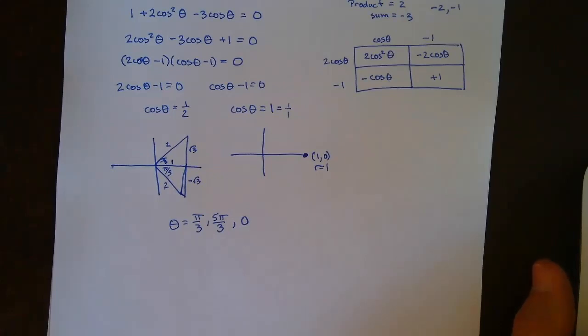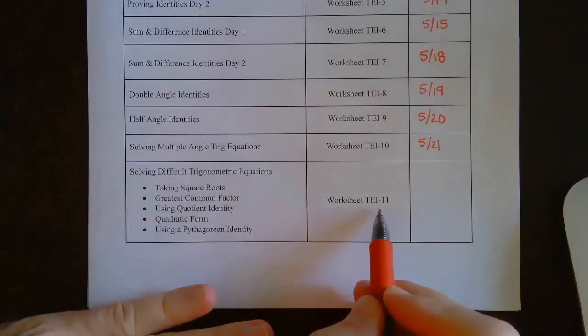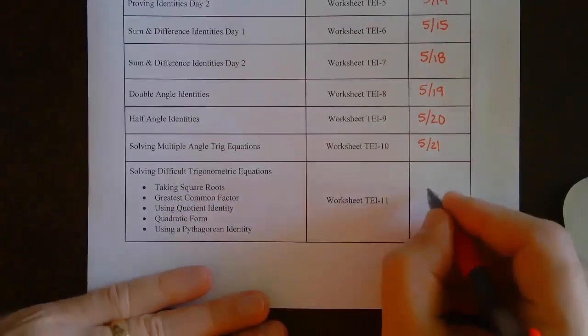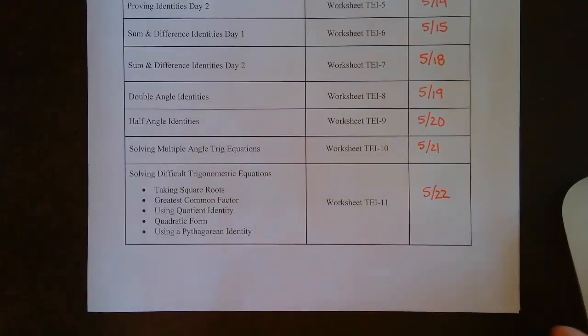All right, guys, let me get the assignment sheet, and I'll tell you what I want you to do. Okay, so what I want you to do is worksheet TEI 11. We went through all of these different techniques, okay? So today is 5/22, okay?